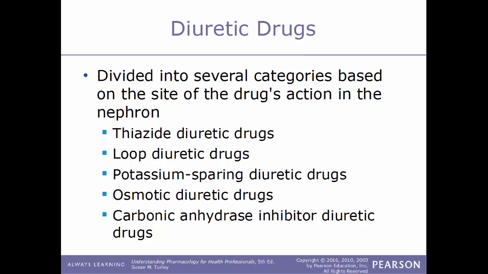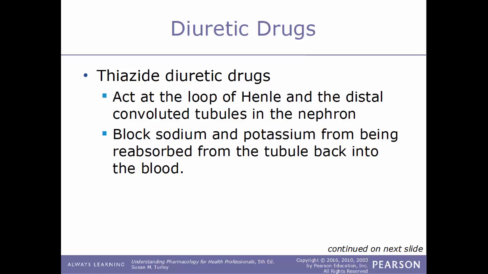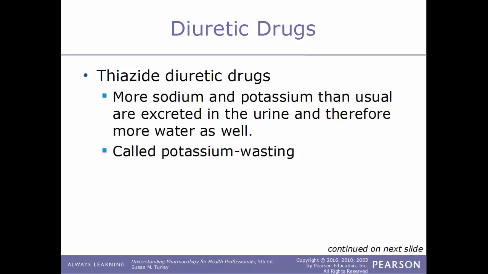Now, some of the categories of diuretics: thiazide diuretic drugs, loop diuretic drugs, potassium-sparing diuretics, osmotic diuretics, and carbonic anhydrase inhibitor diuretics. All right, first one we'll mention are the thiazides. These will act on the loop of Henle and also on the distal convoluted tubules in the nephron. And the way these work is they block sodium and potassium from being reabsorbed from the renal tubules back into the blood. Now, when this happens, you have a lot more sodium and a lot more potassium than normal being excreted into the urine. Along with that, also a lot of water. So these are often called potassium wasting drugs because so much sodium is excreted out, so much potassium is excreted out.